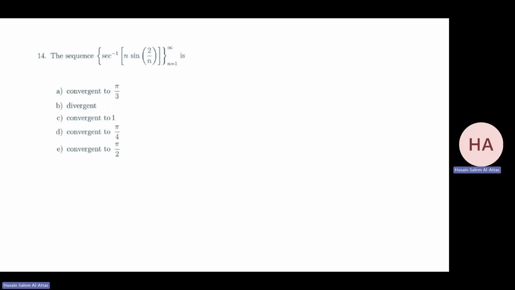Secant inverse. This. What will happen with this secant inverse? I need to find the limit as n goes to infinity of secant inverse of n sine(2/n).